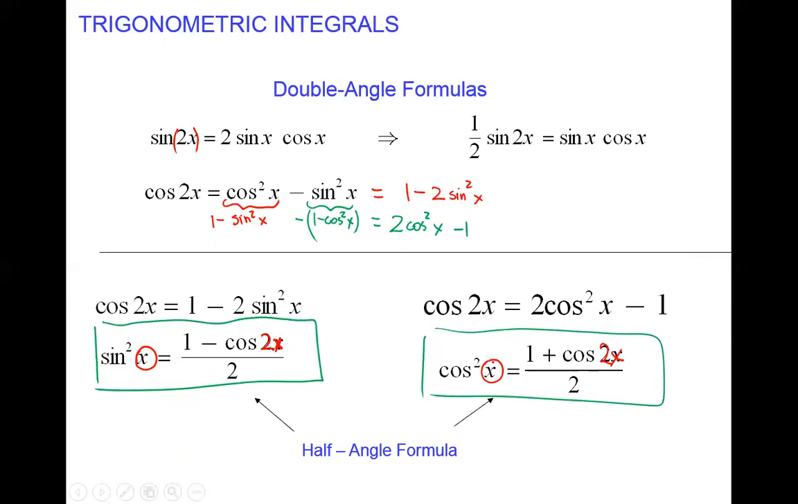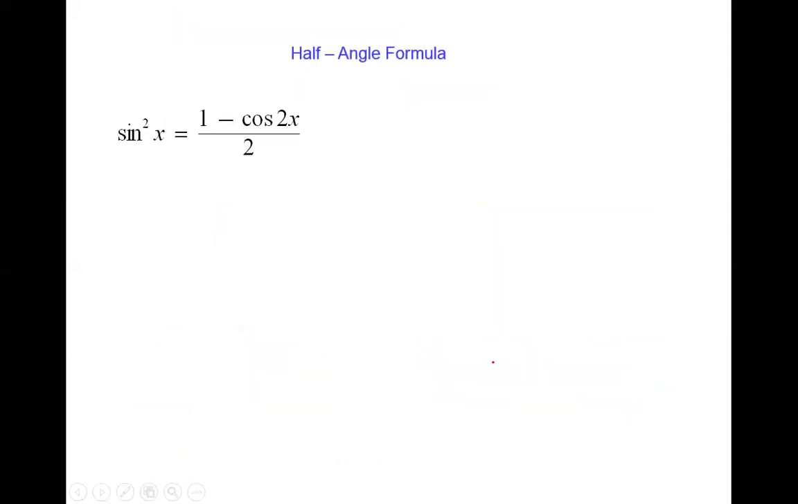That's half. That means sine square of x, of course, is 1 minus cosine of 2x over 2, and cosine square of x is the same, 1 plus cosine of 2x over 2. One more comment. Please note that for sine square of x and cosine square of x, we're using the same function, cosine. It's just plus or minus.